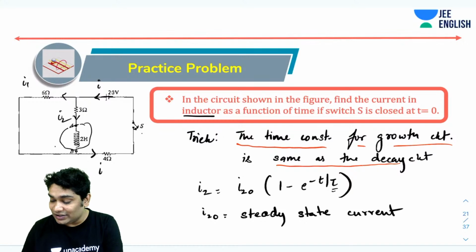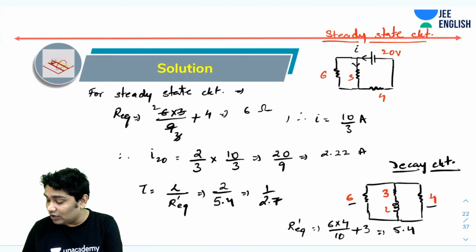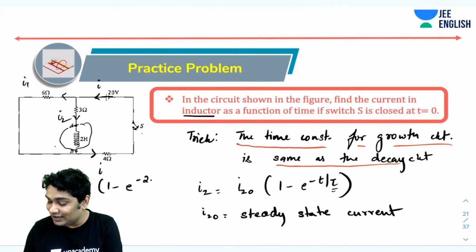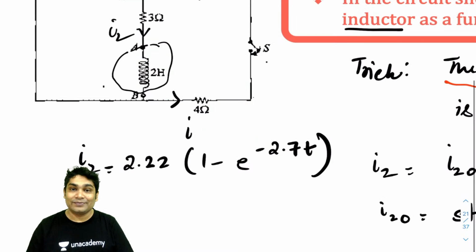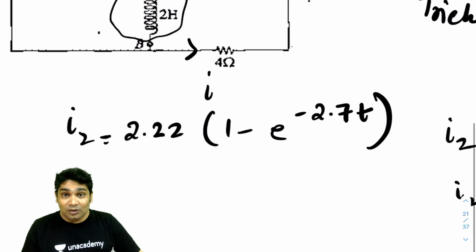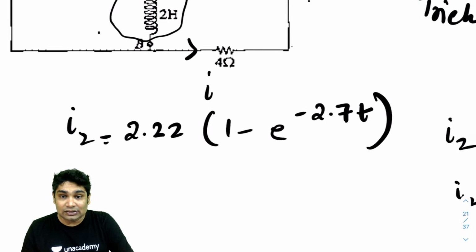So yes, the equation that you would have had is I2 would have been 2.22 into 1 minus e to the power of minus t over tau. 1 over tau would have been 2.7, so 2.70. This would have been the expression for I2. Okay, I hope you followed that. This is how you would have found the I2.